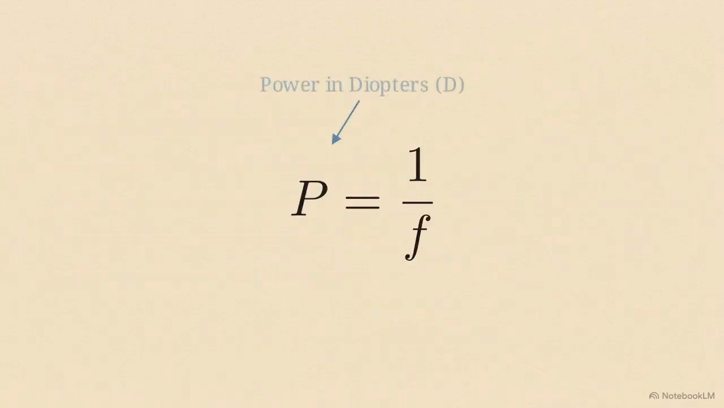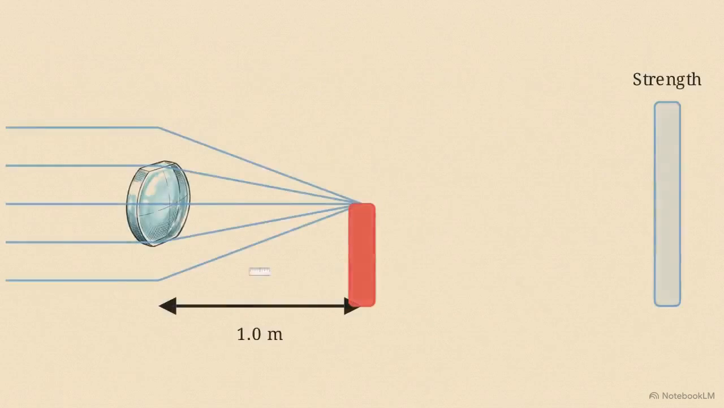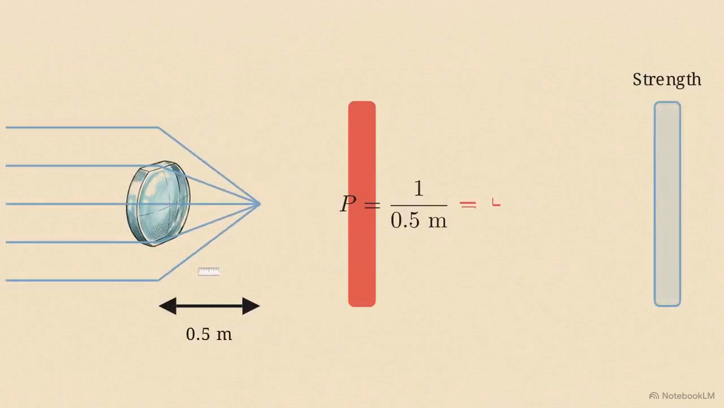We measure this ability using the power formula, P equals 1 over focal length. Crucially, focal length must be in meters. A 0.5 meter convex lens gives a power of +2 diopters.